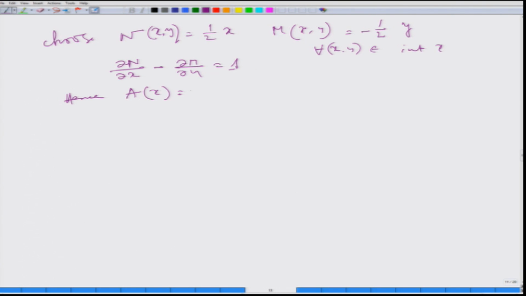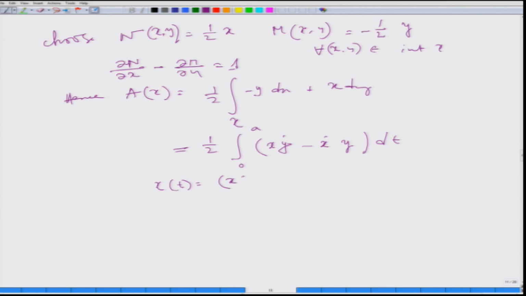So, hence A gamma will be given by the integral over gamma of half of minus y dx plus x dy, and if you put it in the parametric form, this will be half the integral from 0 to a of (x y dot minus x dot y) dt, where gamma of t I take to be (x t, y t). Okay. So, this is the area.